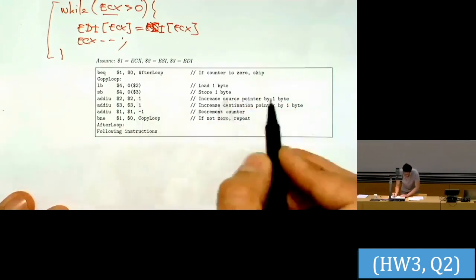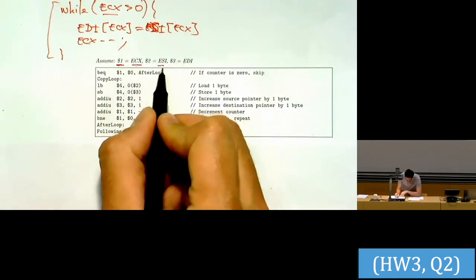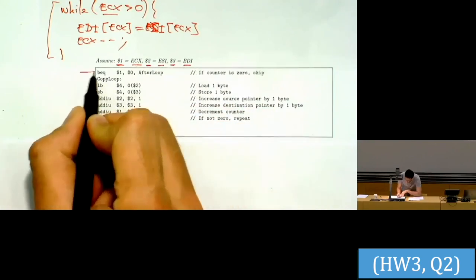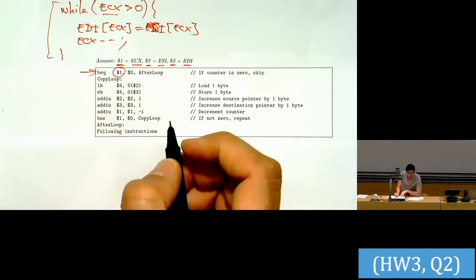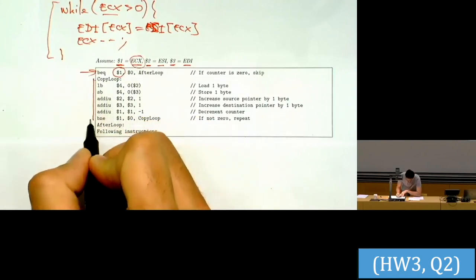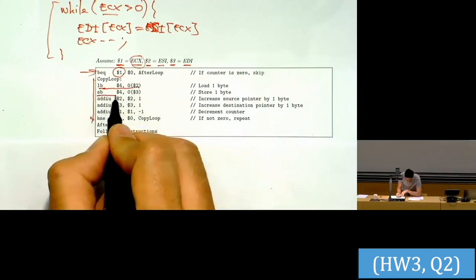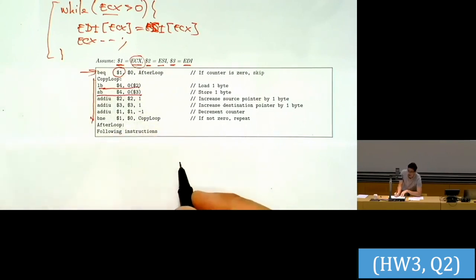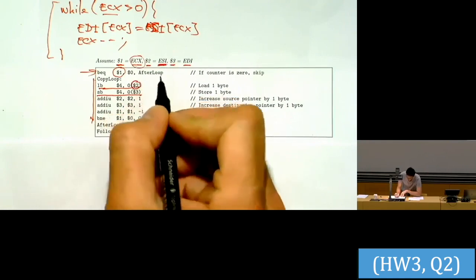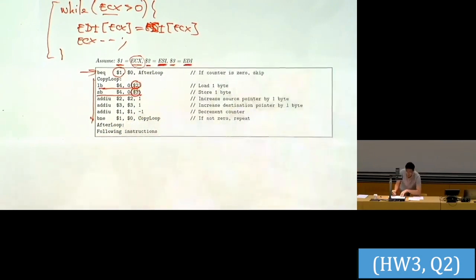And here what we have is the MIPS code. We assume that ECX is stored in register one, ESI is in register two, and EDI is in register three. The first thing that we do is check the value of register one, that is the value of our counter. And if it's not zero, we go to the loop. In this loop, as you can see, we load one byte, and we store this byte in the corresponding memory position. These memory positions are determined by register two, that is ESI, the pointer to the source array, and register three, the pointer to the destination array.